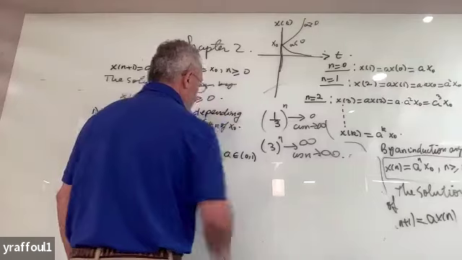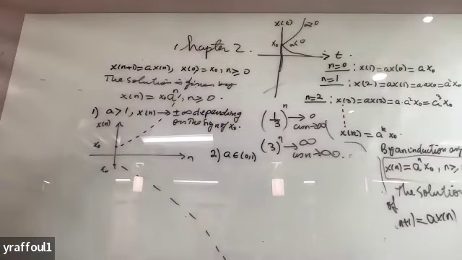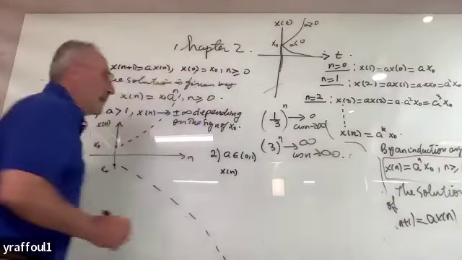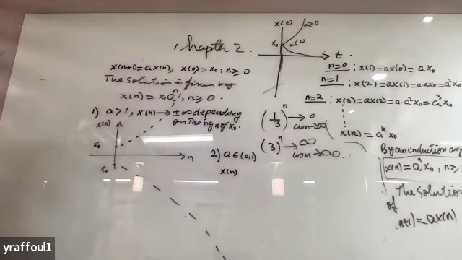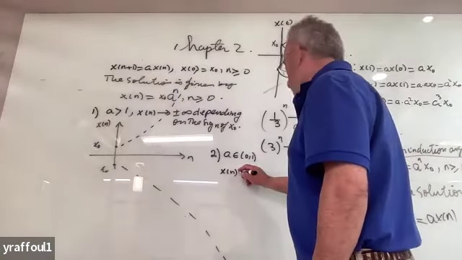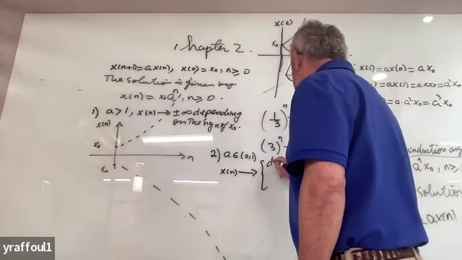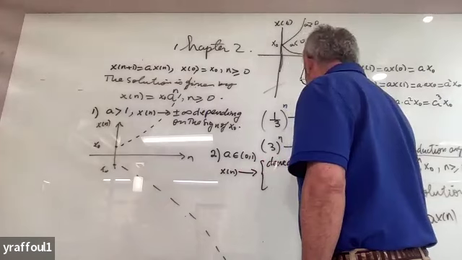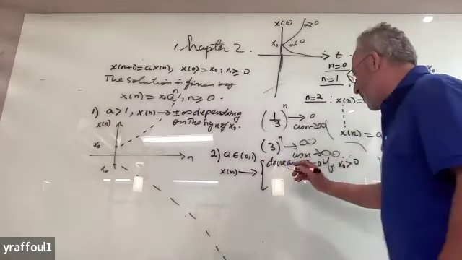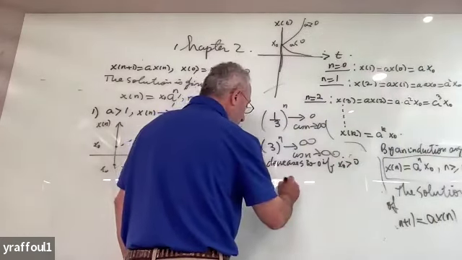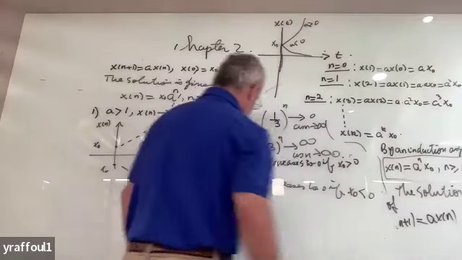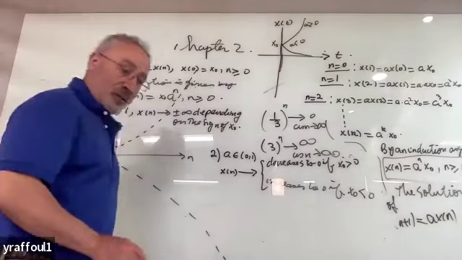Case 2: a is between 0 and 1. Well, as a is between 0 and 1, x_n decreases to 0 if x naught is positive, and then increases to 0 if x naught is less than 0. So what do I mean by that is the following.